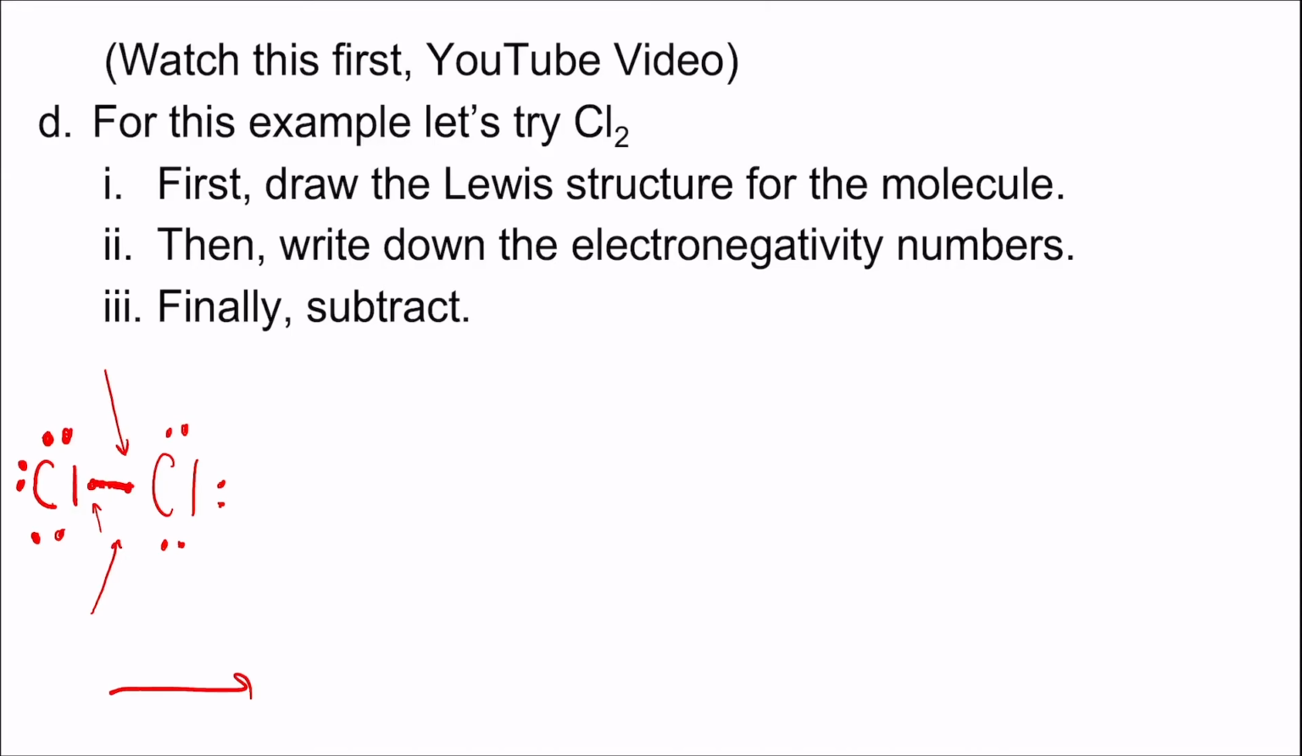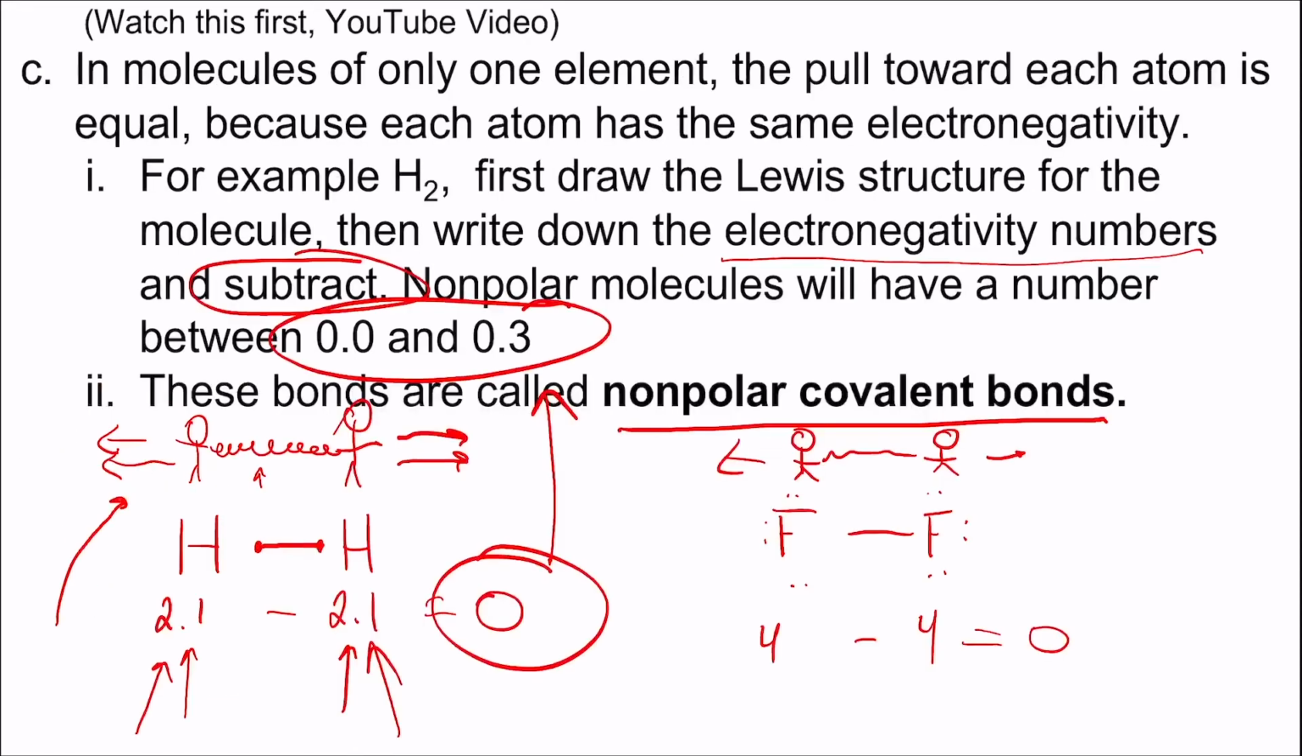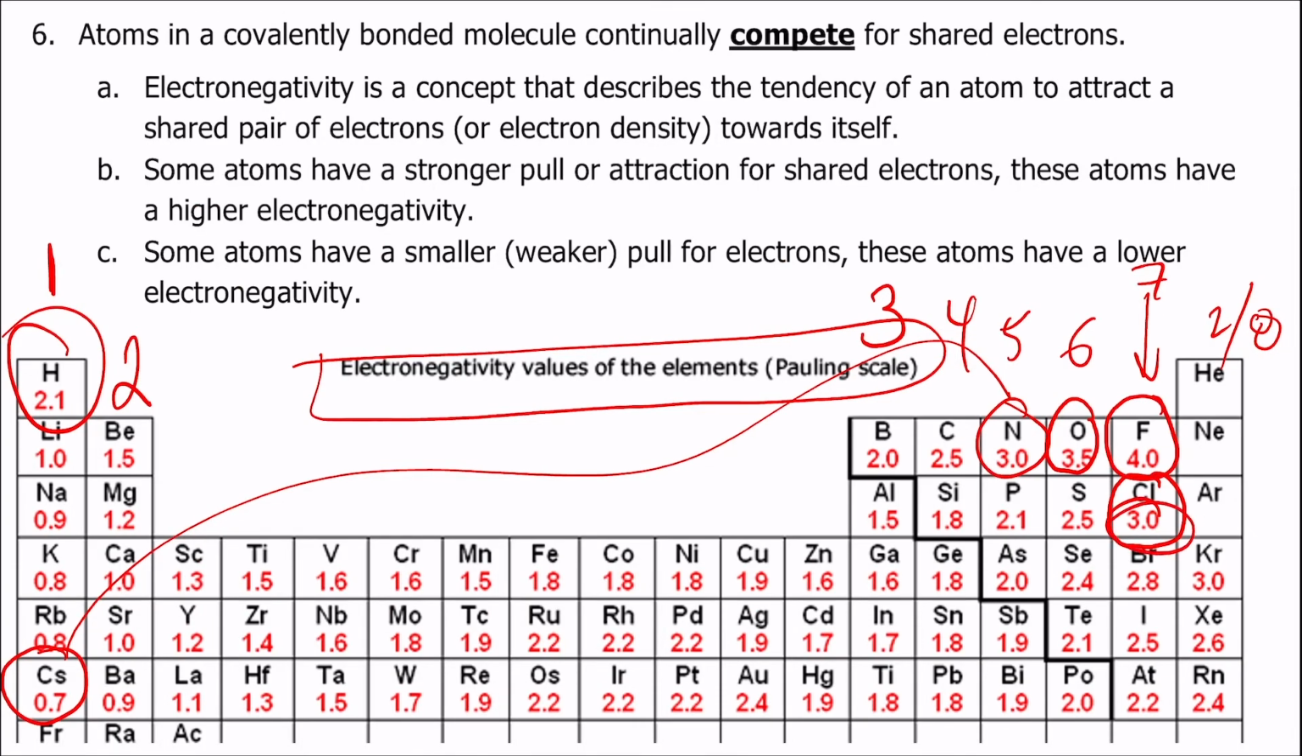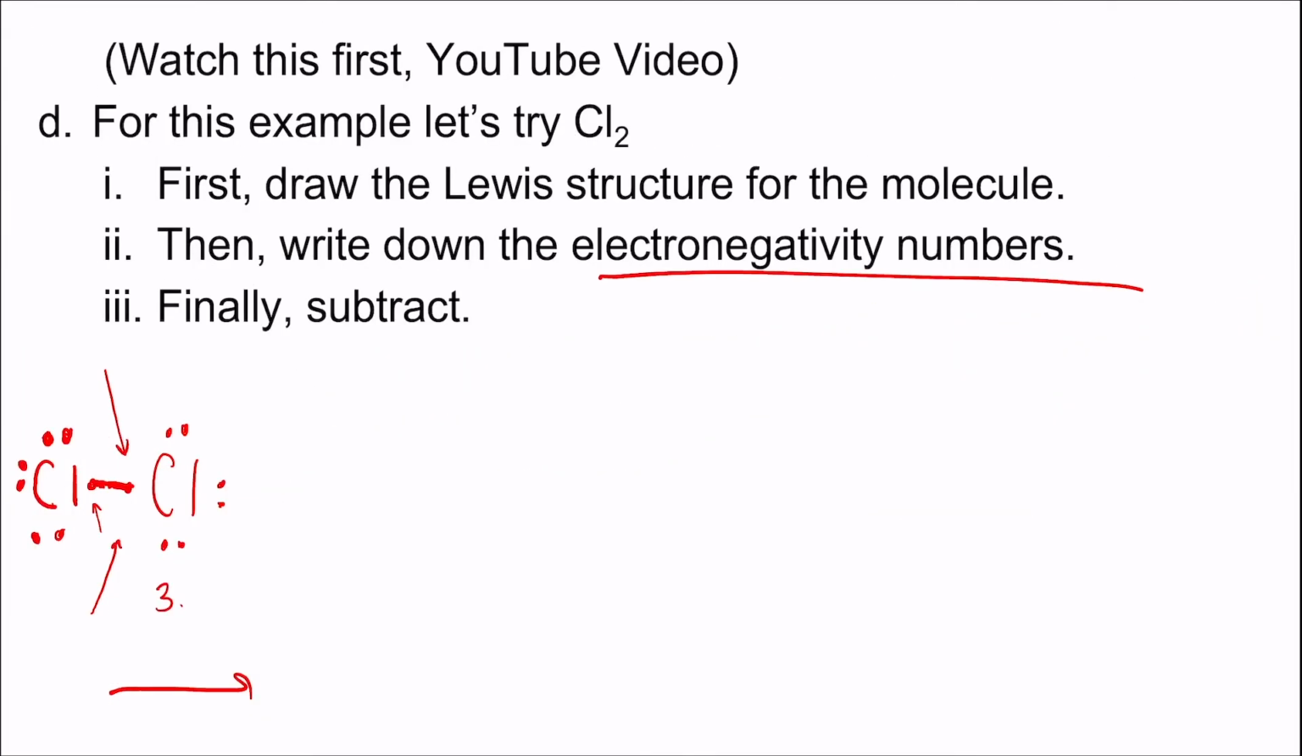Okay, we need to go back to that periodic table so we can look at the electronegativity numbers. So chlorine is 3.0. So we have 3.0 here, 3.0 here. Again, with these beginner examples, they're the same. So when we subtract, we get 0, which means that this is going to be a non-polar covalent bond. Last thing I would do is just write down non-polar.